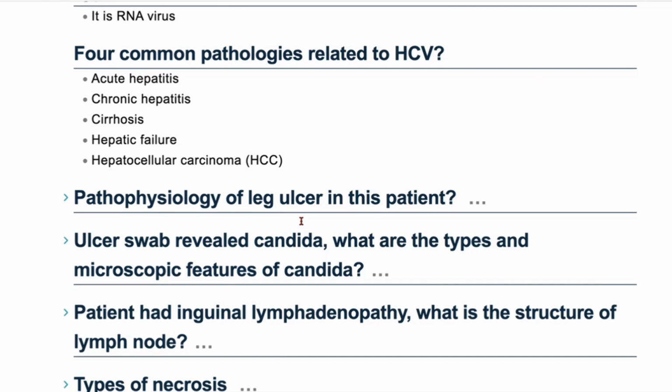The ulcer was swabbed and it revealed candida. What are the microscopic features of candida? So with candida, you have hyphae or pseudohyphae. There are multiple types of candida. I think there's up to 200 types. The most common one is Candida albicans, and there are other species.